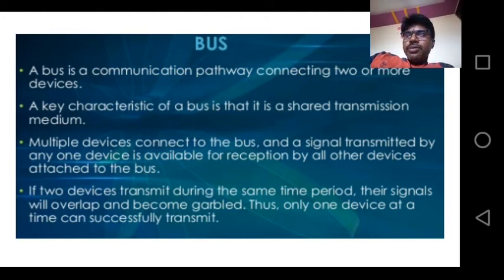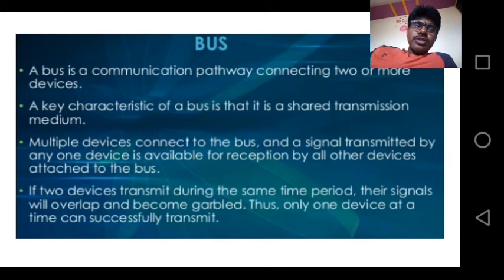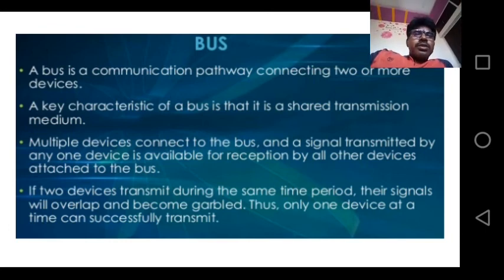A bus is a communication pathway connecting two or more devices. A key characteristic of a bus is that it is a shared transmission medium. That means whoever wants can use this transmission medium. Just now we said that if the processor wants to communicate with memory, IO devices or IO interfaces, it will use the bus. If the DMA wants to communicate with the IO interface and memory, it uses the system bus. Similarly, if you have a dedicated IO processor, which initiates data transfer by accessing memory and IO interfaces, then it also uses the system bus. So it is basically a shared transmission medium.